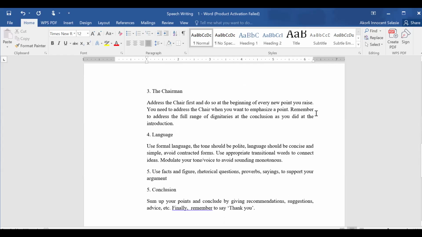The chairman: address the chair first, and do so at the beginning of every new point you raise. You need to address the chair when you want to emphasize a point. Remember to address the full range of dignitaries at the conclusion as you did at the introduction.